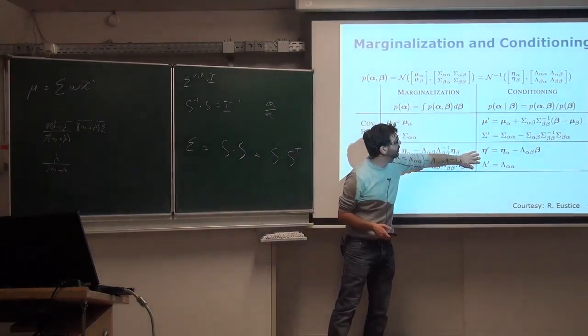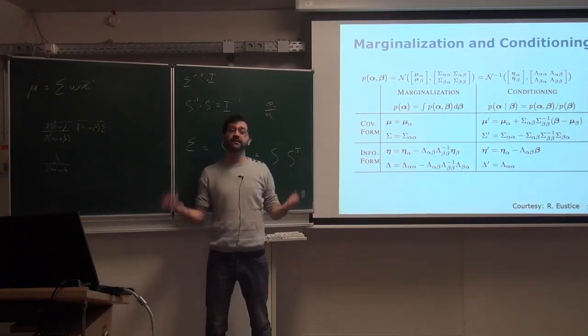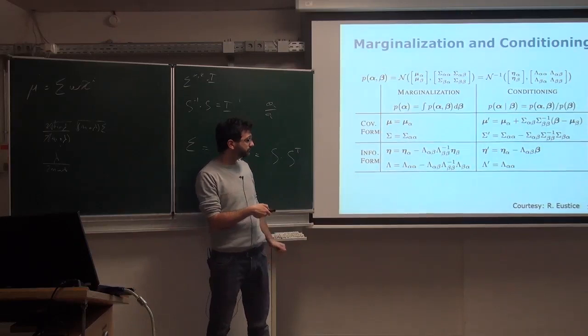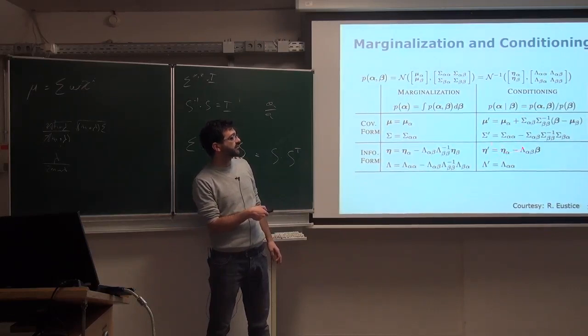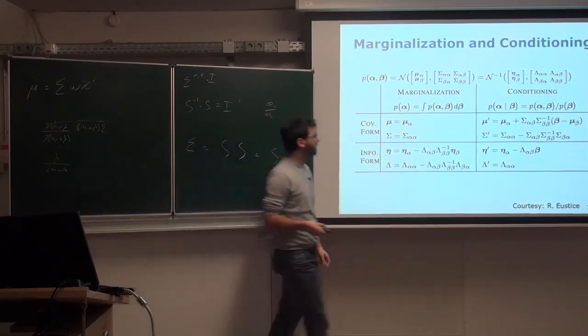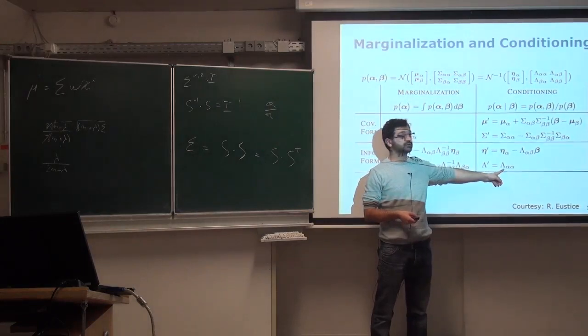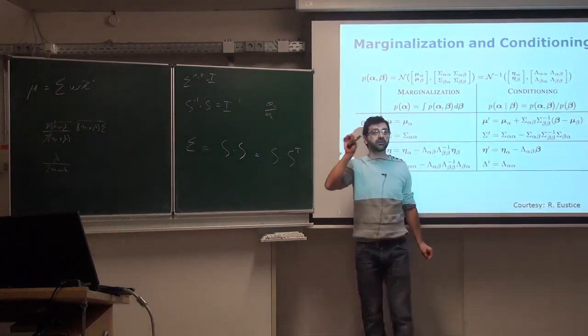But if we then go on the conditioning case for the information form, everything is easy. We just need to get the information vector of the variables, and we just remove the information vector of the other variable by just multiplying with the common information that they have. And if we want to obtain the conditional information, we just extract it from the matrix.